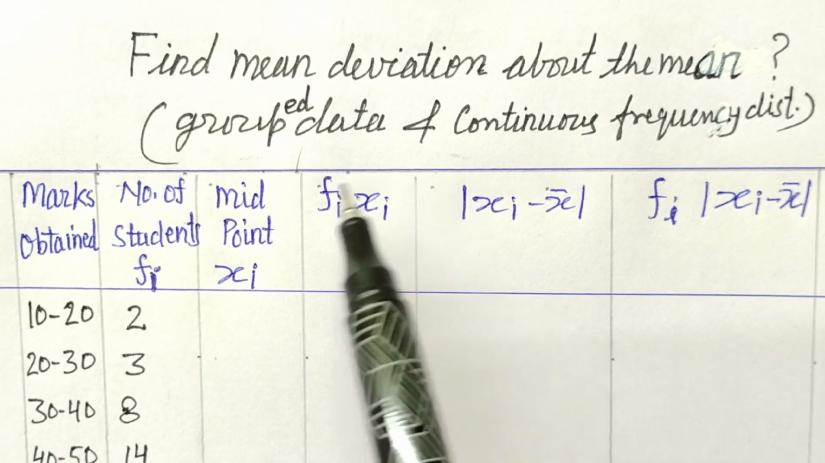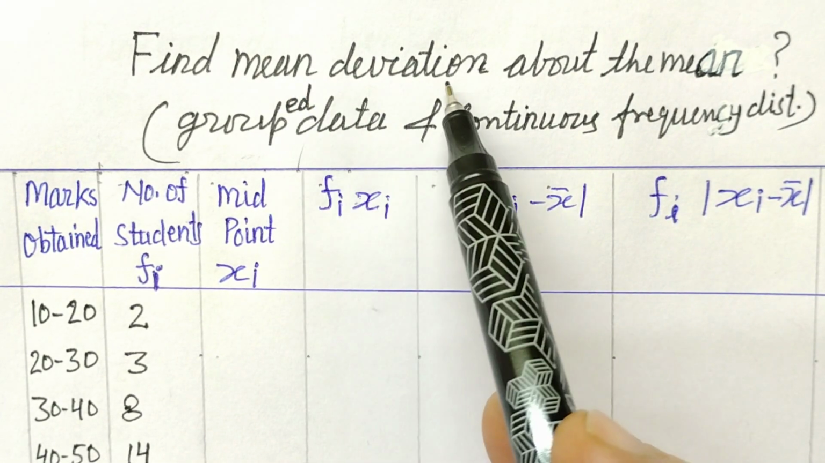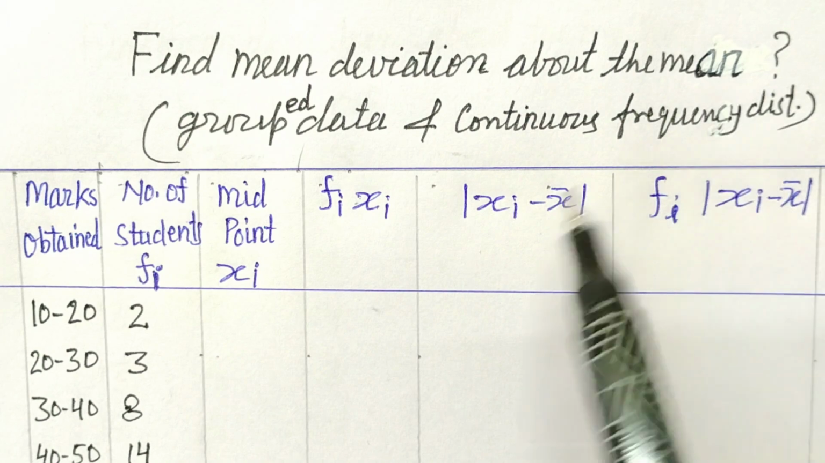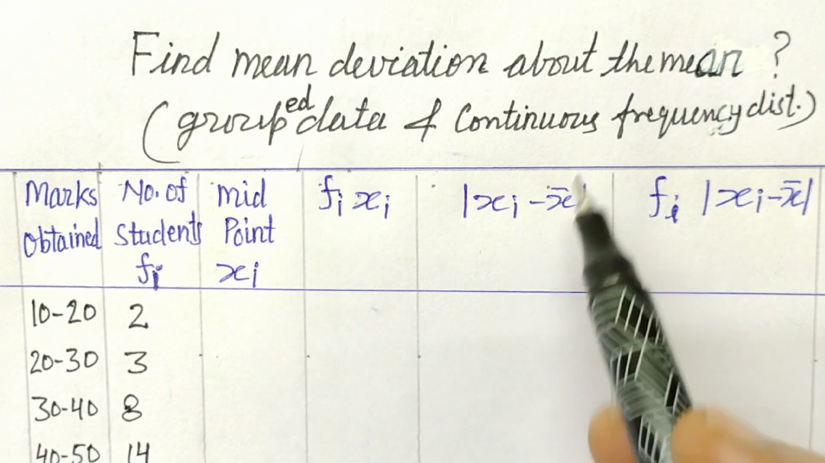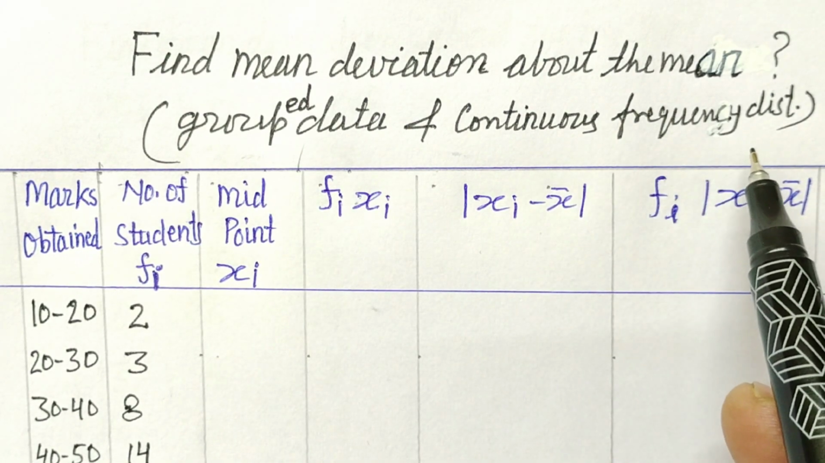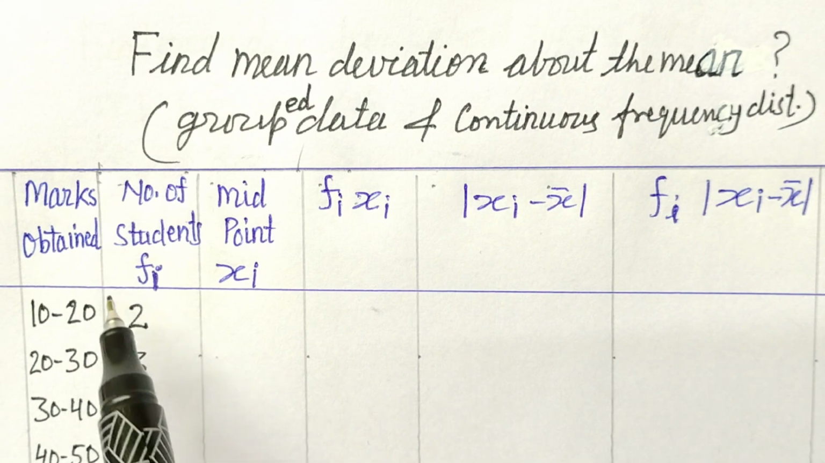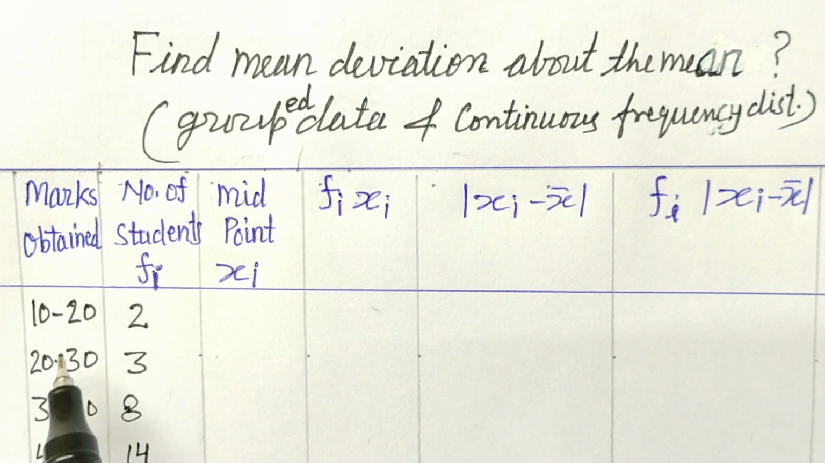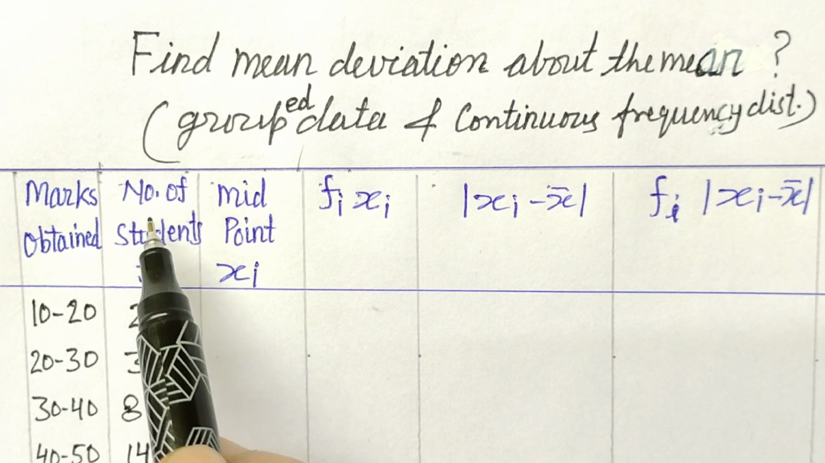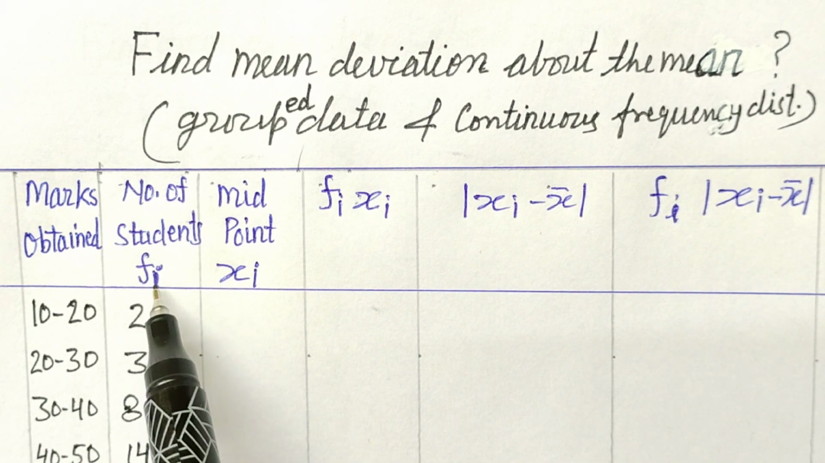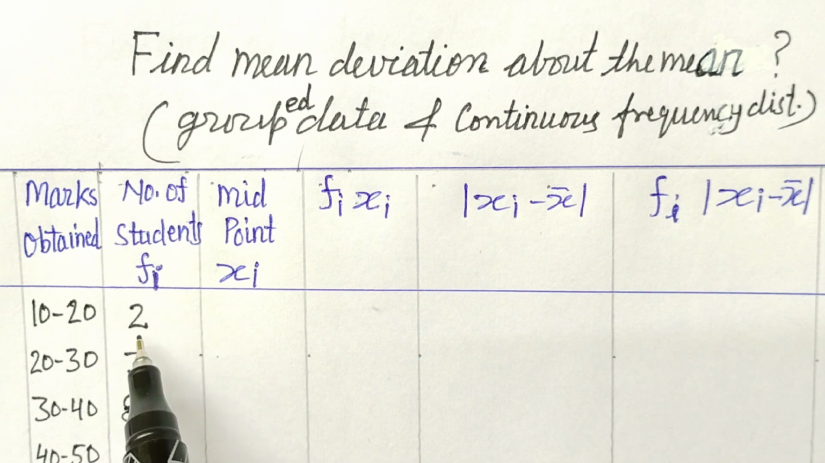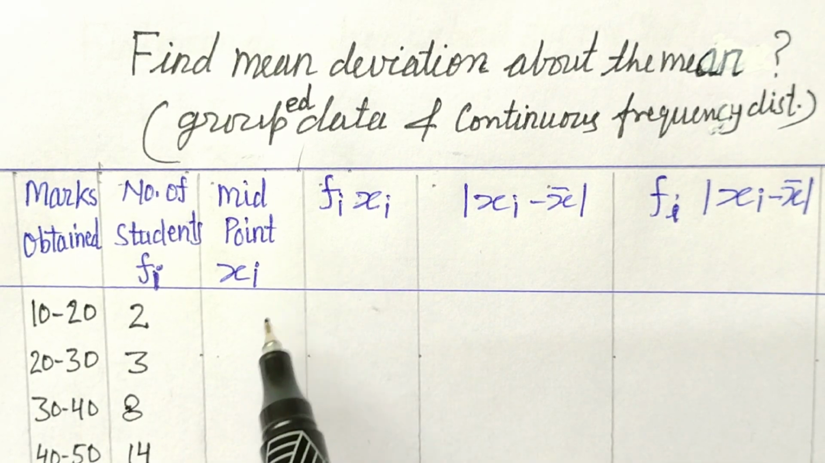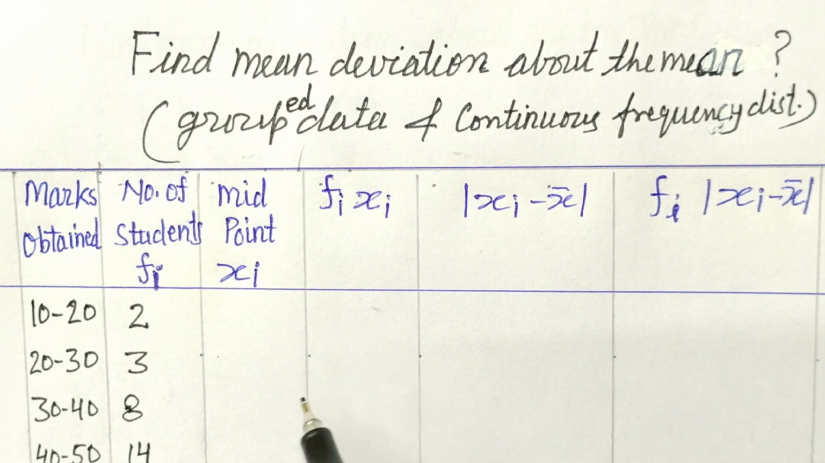Hi friends, today we have to find out mean deviation about mean. Data are grouped and continuous frequency distribution. Marks obtained 10 to 20, 20 to 30, 30 to 40 and so on. Number of students denoted by Fi, frequency 2, 3, 8, 14 and so on. Now how to solve this problem?